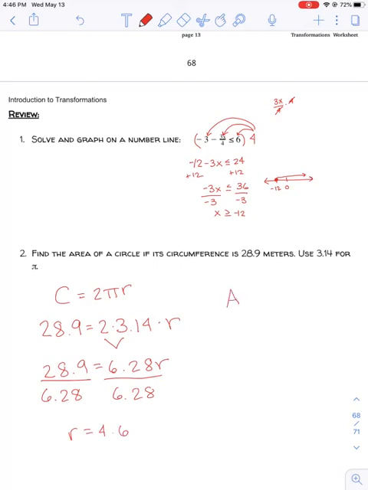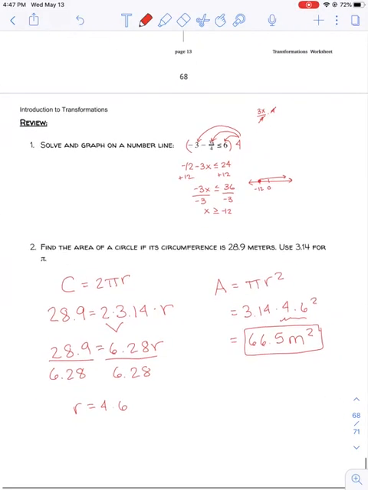So that's the radius. Now I can go back and put it into the formula for area. Area is pi r squared. So 3.14 times 4.6 squared. Remember, you have to do the 4.6 squared first, and then multiply by 3.14. And you end up getting 66.5 meters squared because it is area. Okay, that is it.